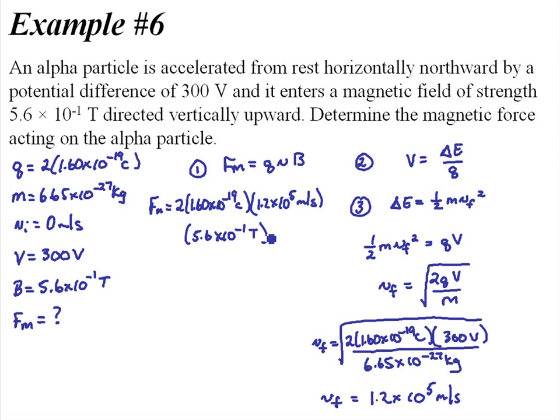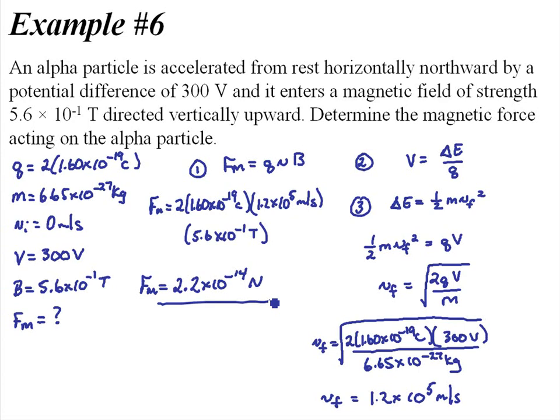I'm just going to check my velocity here. Yeah, I think that's right. Magnetic force 2.2, I guess, times 10 to the negative 14 newtons when we're looking at this magnetic force. Now all we have to do is work out the direction.